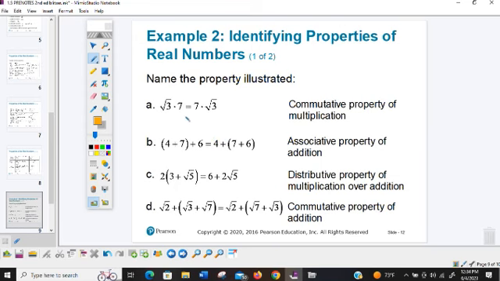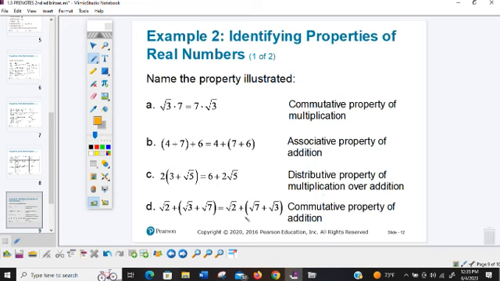This one, all they did was change the order. So they did the commutative property of multiplication. Let's look at this one. See how the parentheses actually moved and they're around two different numbers? That would be the associative property of addition. Here they distributed, so that's the distributive property of multiplication over addition.